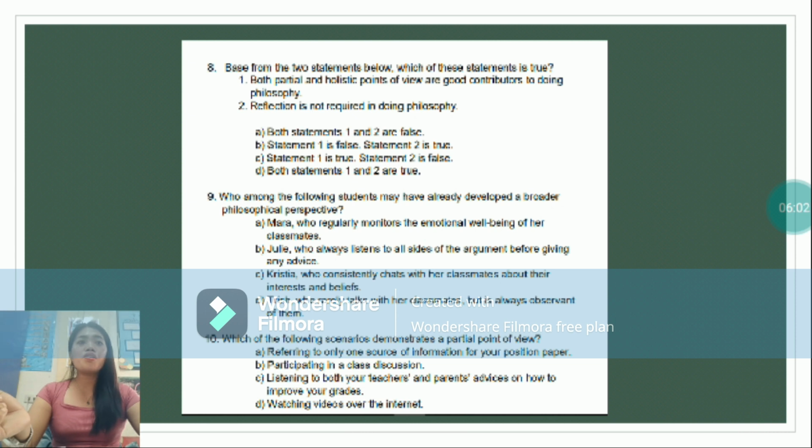D, both statements 1 and 2 are true. Number 9. Who among the following students may have already developed a broader philosophical perspective?